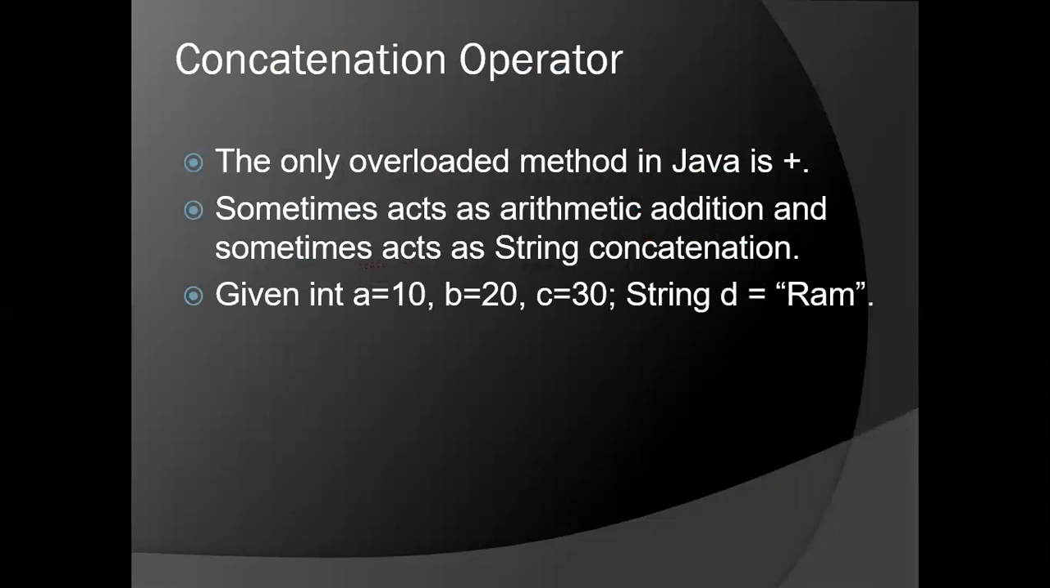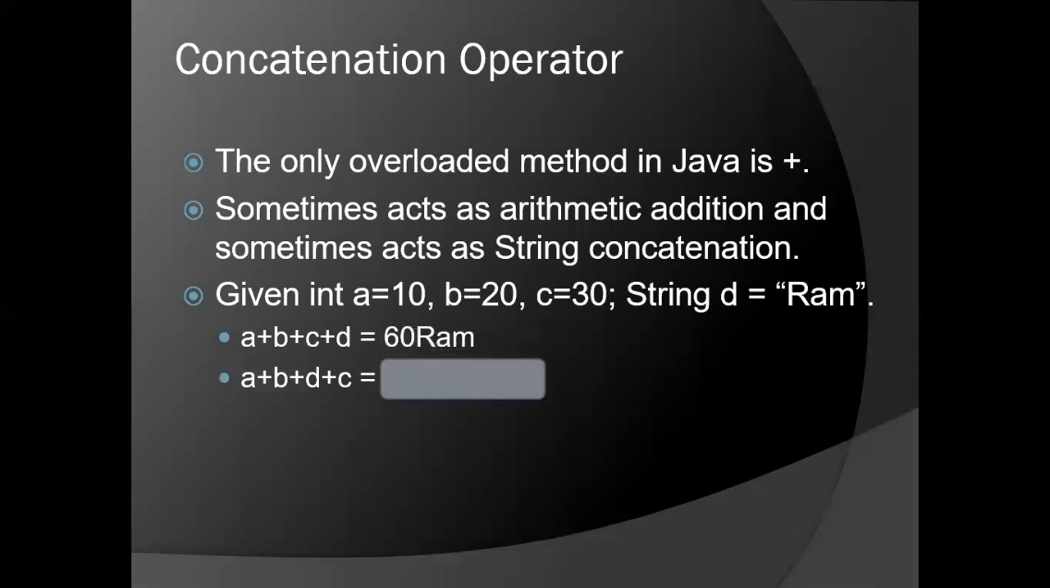Now, let's see here. Given a equals 10, b equals 20, c equals 30, d equals RAM. In this one, what should be the output? A plus b plus c plus d. And you should know that it will go from left to right. 10 plus 20 plus 30 plus RAM, how much is it going to be? 60 plus RAM. Plus means it will be appended. Concatenation, append. 60 RAM. Right, you're right.